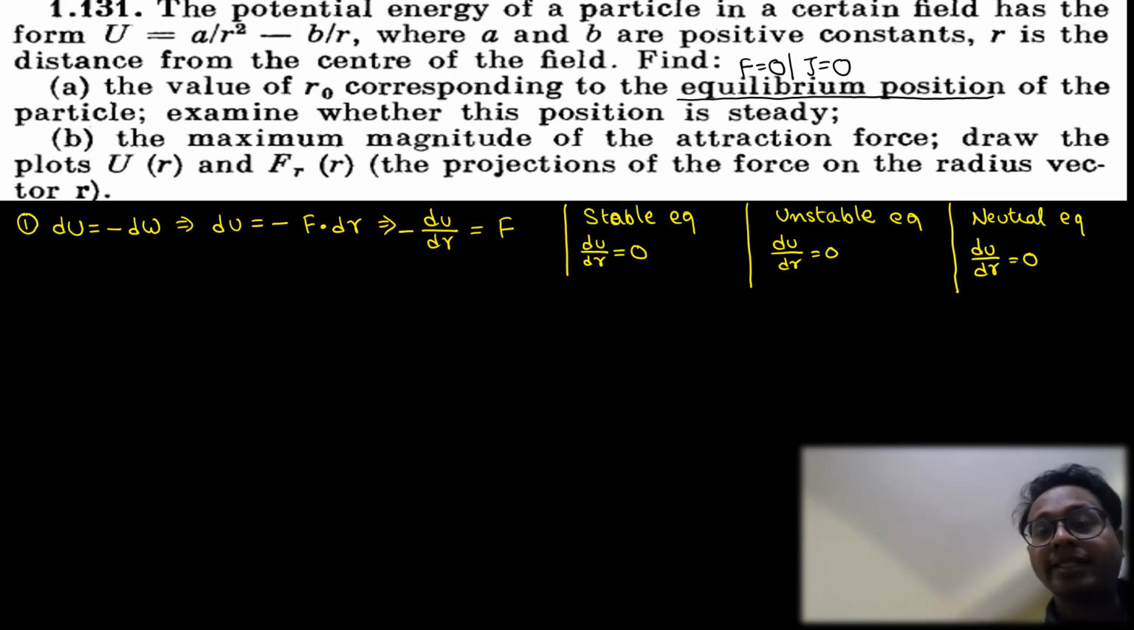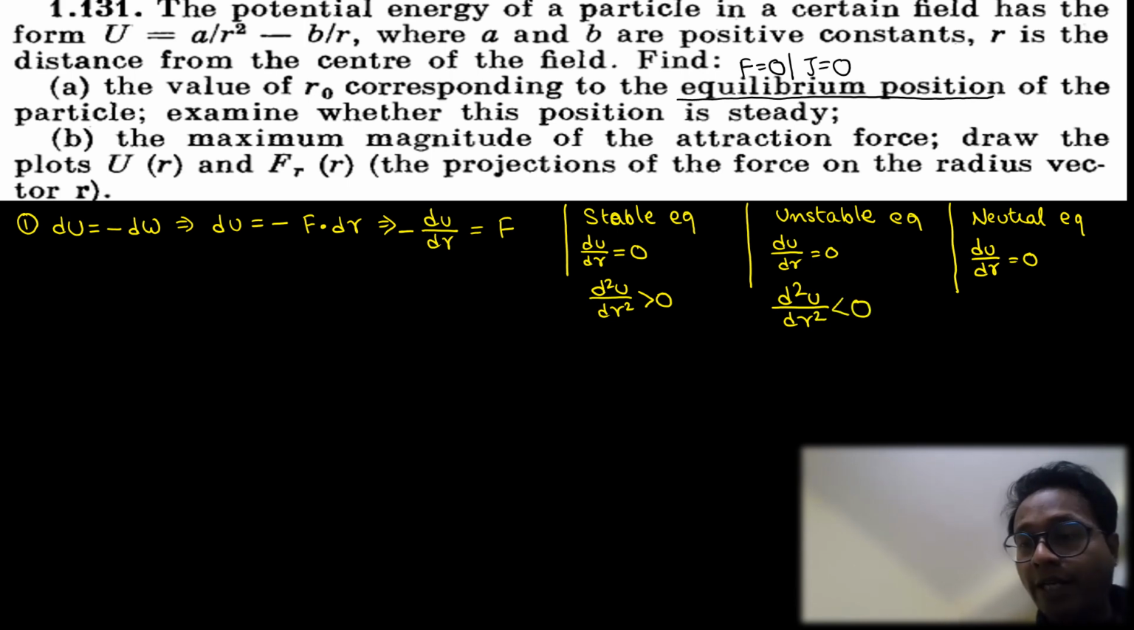The second condition: for stable equilibrium, d square u by dr square should be greater than 0. For unstable equilibrium, d square u by dr square should be less than 0, and for neutral equilibrium, d square u by dr square should be equal to 0. Now let's focus on the question.